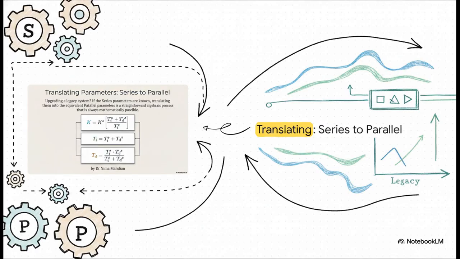This brings us to a highly practical scenario. What if you're upgrading a legacy system? Well, if the series parameters are known, translating them into the equivalent parallel parameters is a straightforward algebraic process, and the good news is it's always mathematically possible. The parallel gain k equals k superscript s times the quantity t sub I superscript s plus t sub d superscript s, all divided by t sub I superscript s. The parallel integral time t sub I is simply the sum of t sub I superscript s and t sub d superscript s. Finally, the parallel derivative time t sub d equals the product of t sub I superscript s and t sub d superscript s divided by their sum.